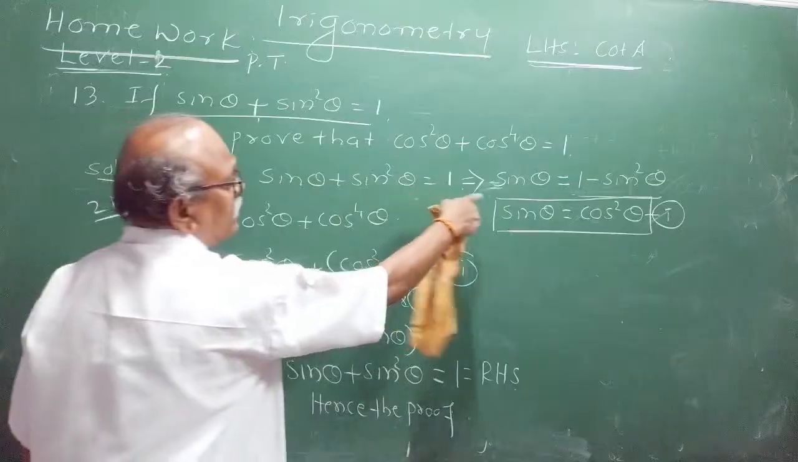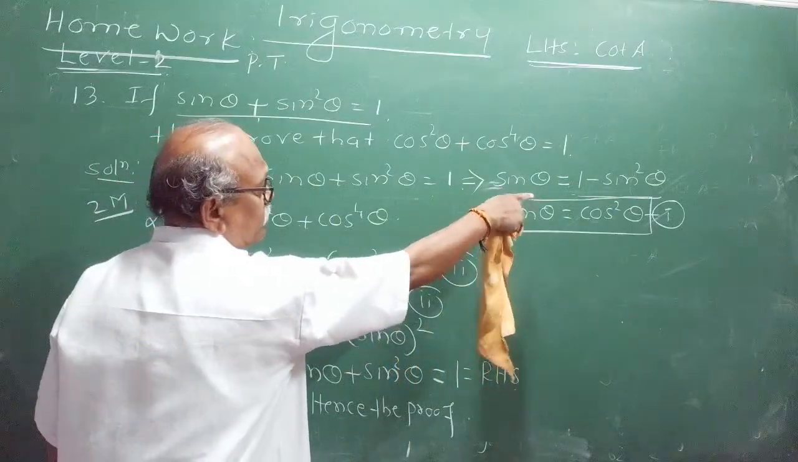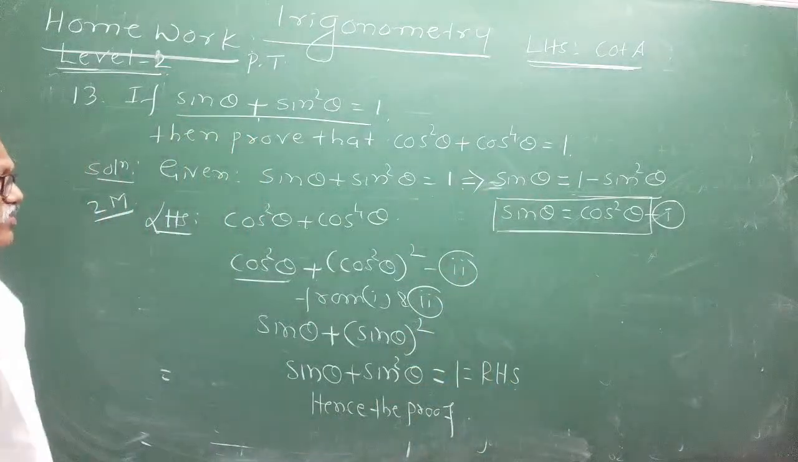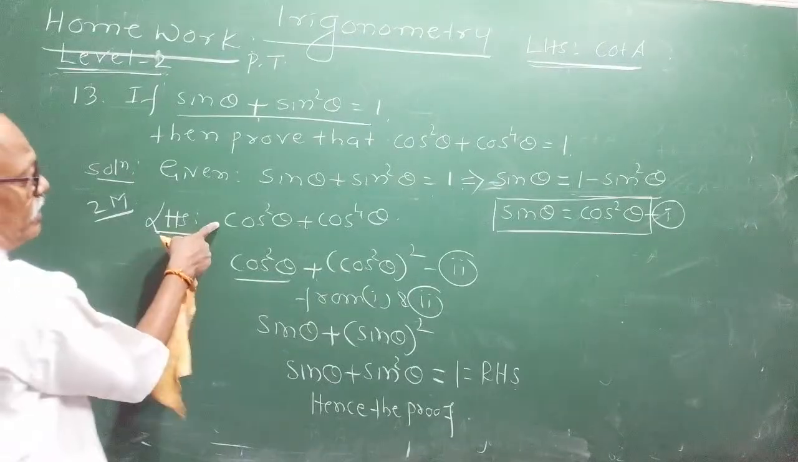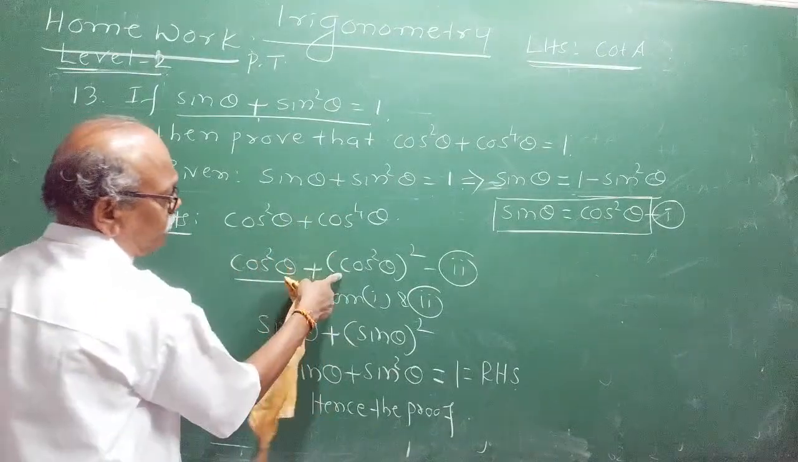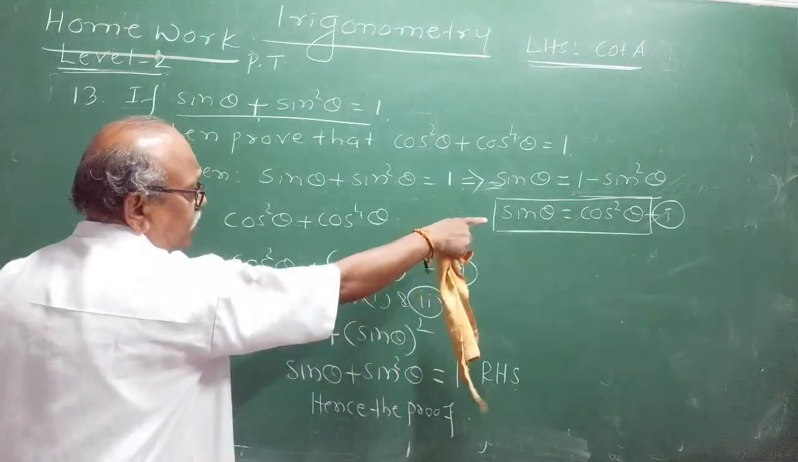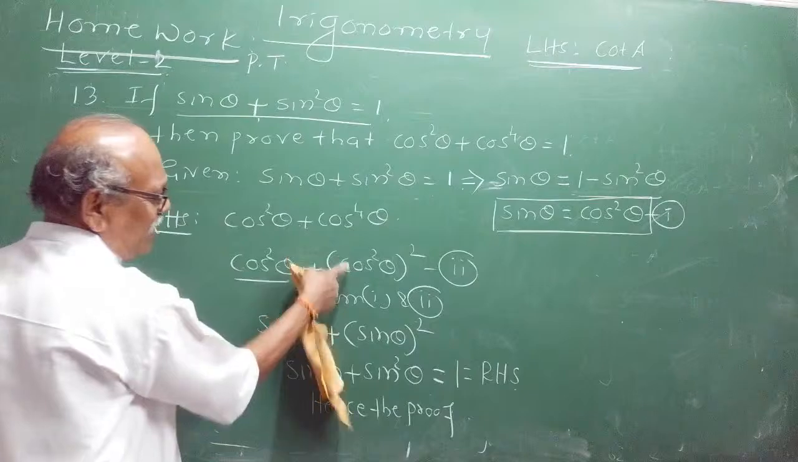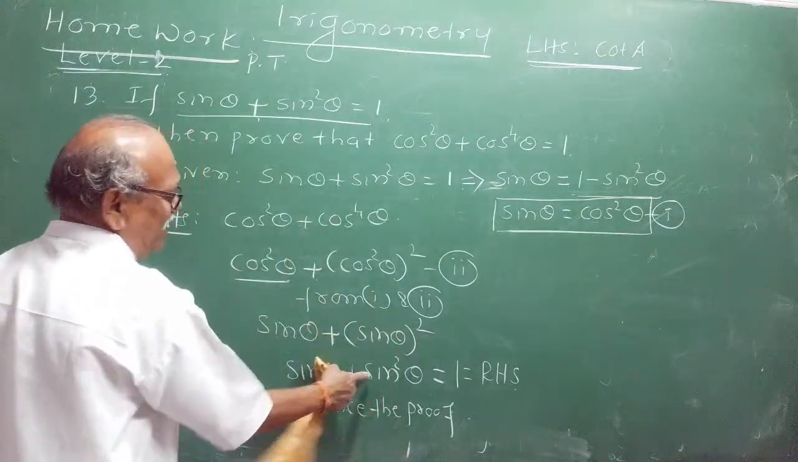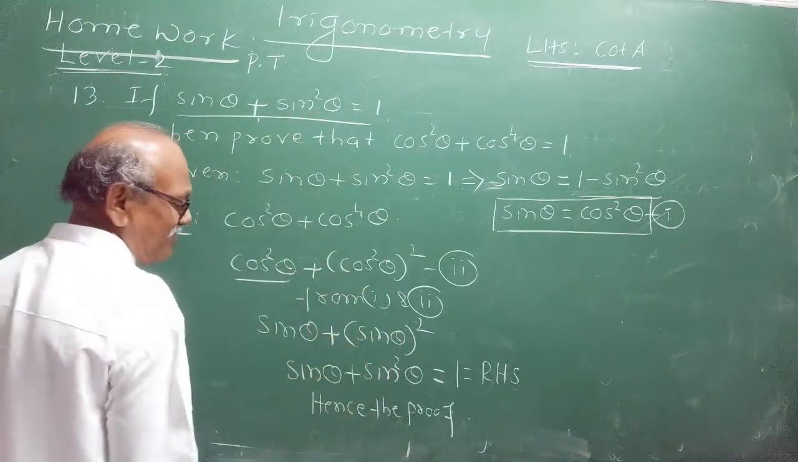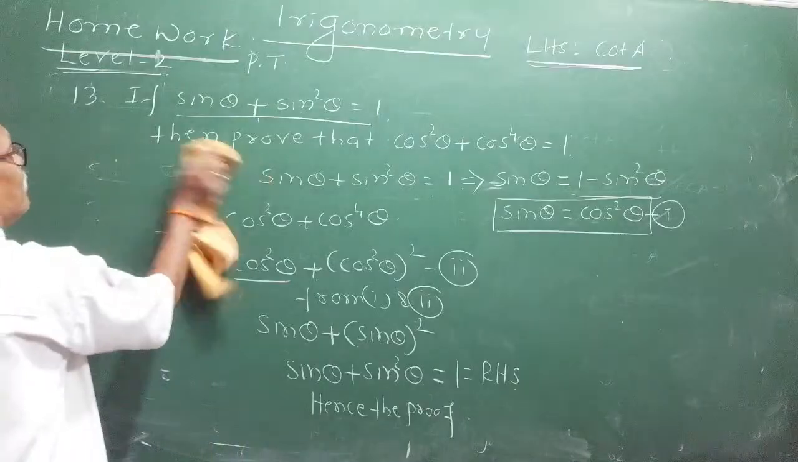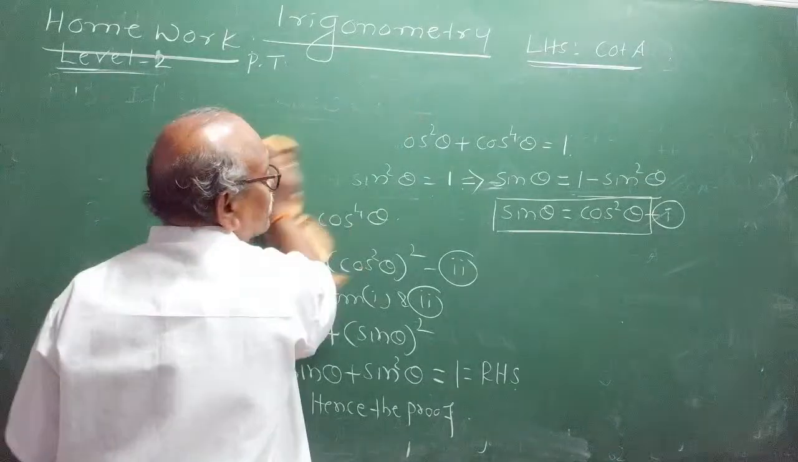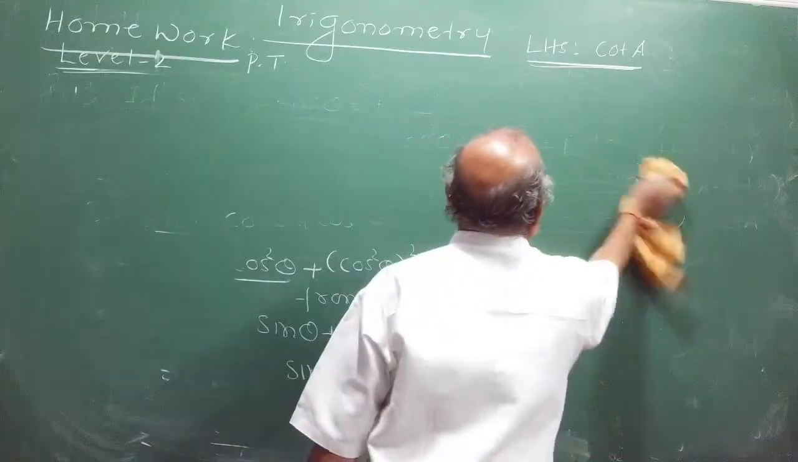You take sin square theta to the right. What do you get? 1 minus sin square theta. 1 minus sin square theta becomes what? Cos square theta. Now I have written this one as cos square theta. Cos raised to 4 theta can be written as cos square theta whole square. Wherever there is cos square theta, put sin theta. Interesting. You write sin theta plus sin square theta, they have given it as 1. Very simple and easy question, but you have to use carefully the identities.